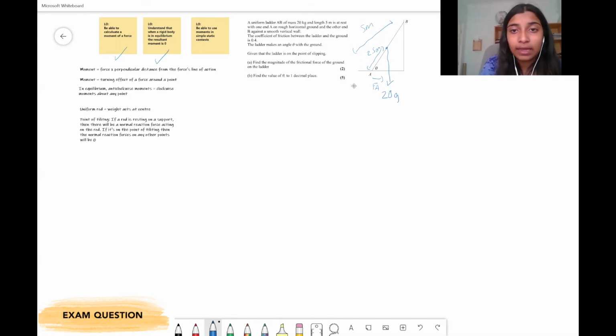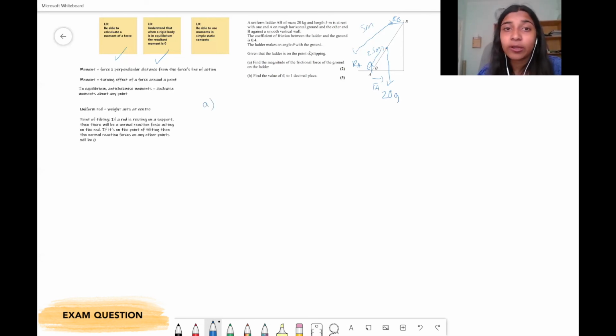So you'd have R of A something like this. Now for B, because it's a smooth vertical wall, there's not going to be any friction, so you don't have to worry about that. But there is going to be a normal reaction force acting from the wall onto the ladder, so it would be like this. Now that we've labelled any forces that we could deal with on this diagram, for part A, we want to find the magnitude of the frictional force of the ground onto the ladder.